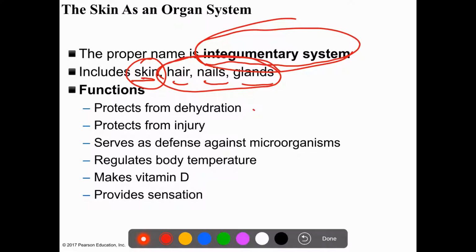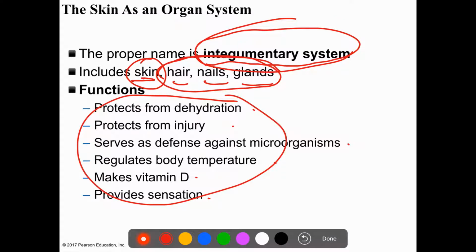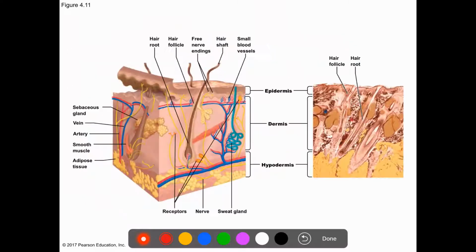It protects from dehydration, from energy. It protects us against microorganisms. It regulates our body temperature. It makes vitamin D, and it provides sensation. So you might be surprised that the skin mainly, and the other parts of the integumentary system, perform all of these different functions. It's a very diverse system, and you will appreciate how important the skin is from this list of functions.